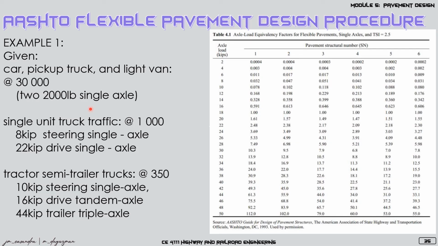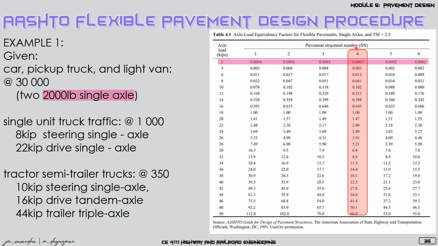So with that, we now have 2,000 pound, or that is 2 kips. And then our pavement structural number, we are assuming that it is 4. So all values will be taken under this column. So for the 2,000-pound single axle, that will be under this row, 2 kips.